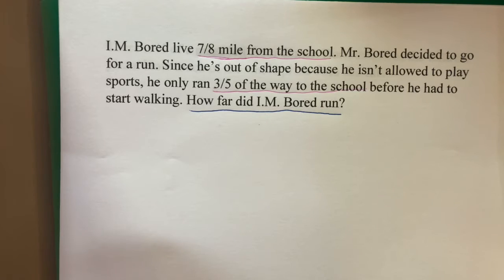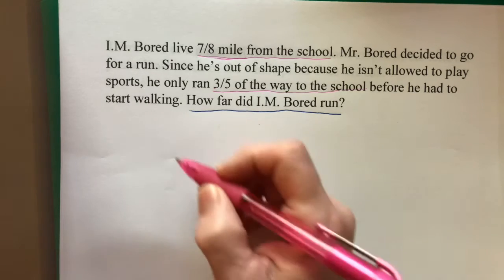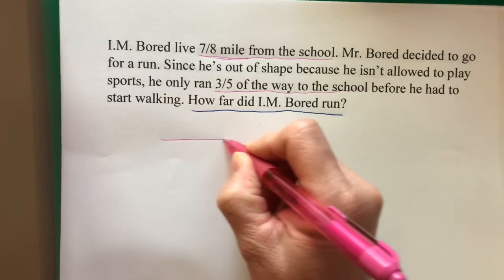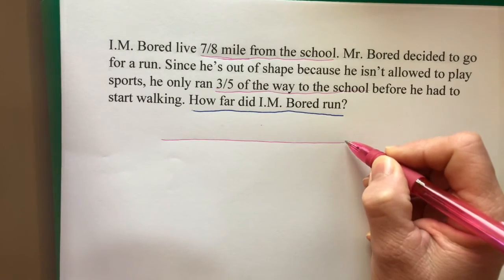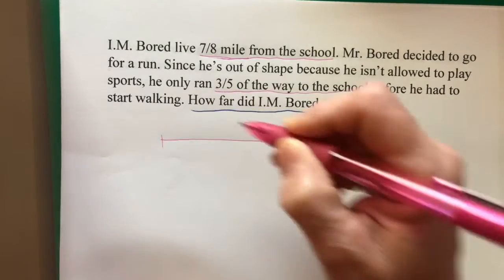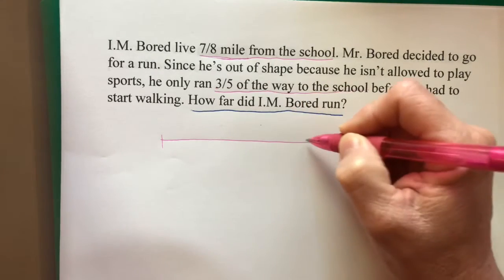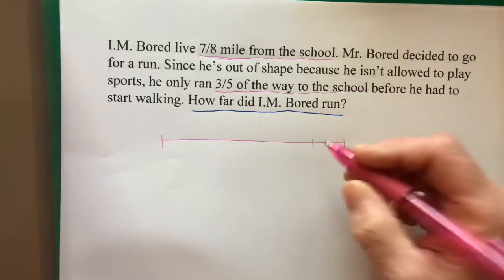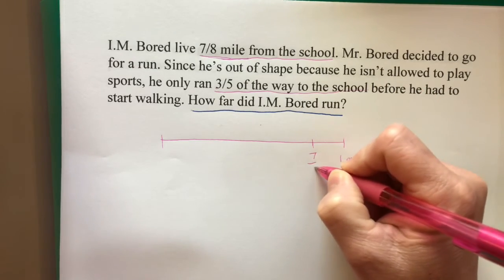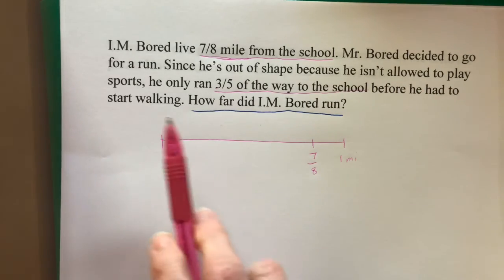Now we want to plan. We can think of this a couple of different ways. We can look for keywords and we can also visualize what the problem is asking. So we can think of he wants to run 7/8 of a mile. So here's 1 mile, and 7/8 would be about this far. So he wants to run this far, okay?